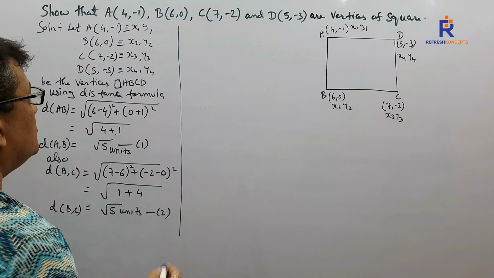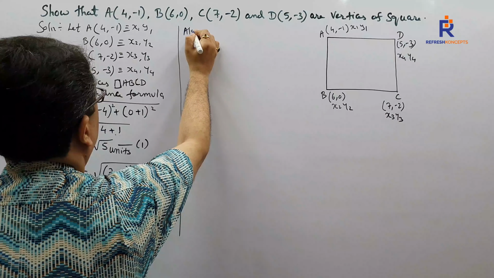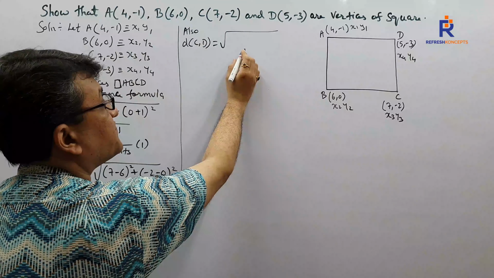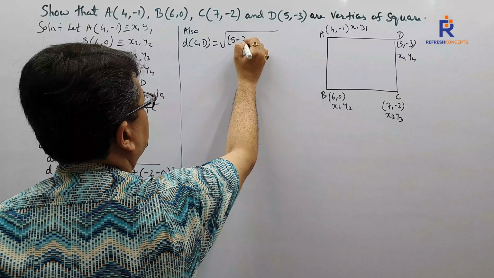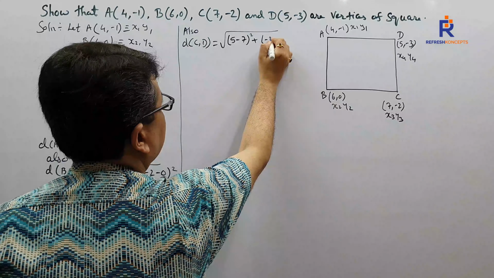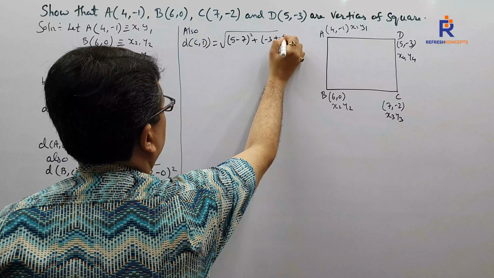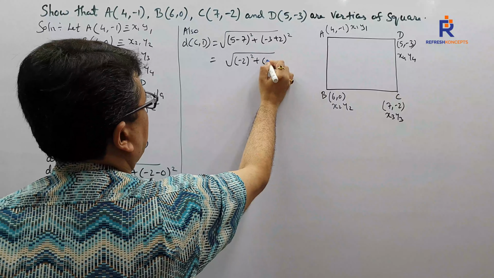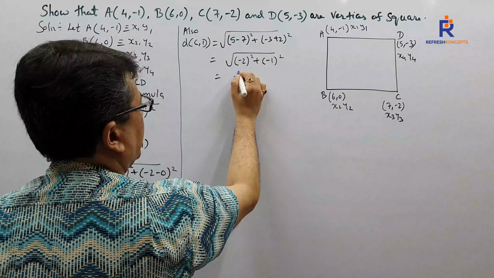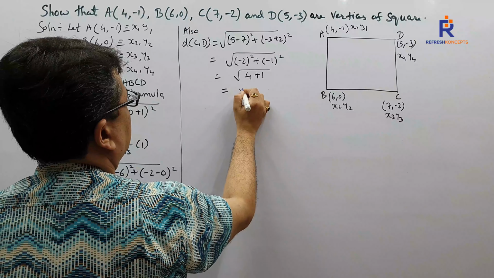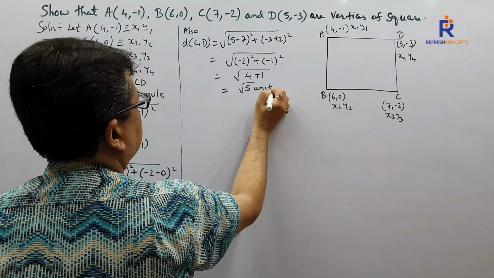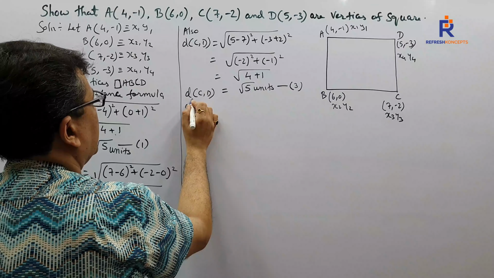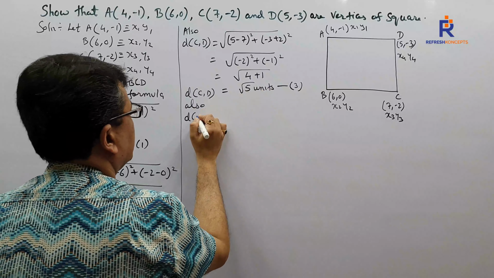Distance CD. The answer is going to be 5 minus 7 the whole square plus minus 3 minus of minus 2 the whole square. 5 minus 7 is minus 2, square 4; minus 1 square is 1. Root 5 units. Equation number 3. So that's distance CD. Finally, also distance AD.